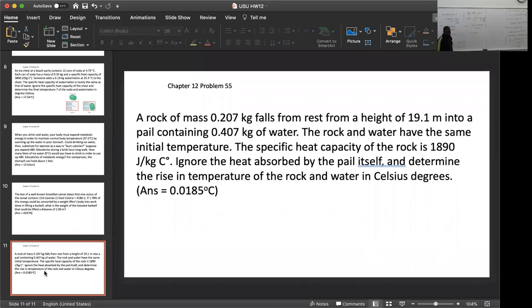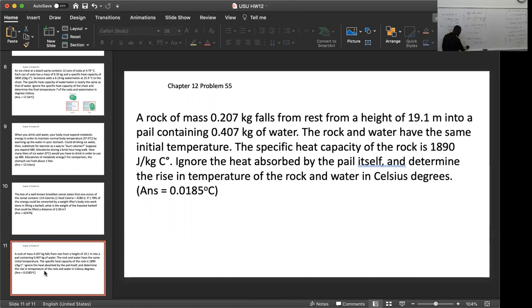It says a rock of mass that falls from rest from a height of that. So we're going to convert MGH of this into a pail containing 0.4 kilograms of water. Then the rock and water now gain heat. So MGH is going to convert to mass of rock, specific capacity of rock, temperature change in rock, T final minus T initial of rock, plus mass of water, specific capacity of water, temperature change in water, T final minus T initial of water. So this is what we're solving, basically.